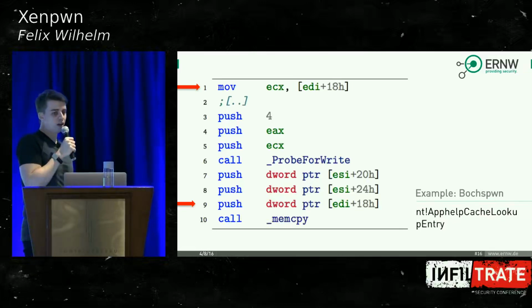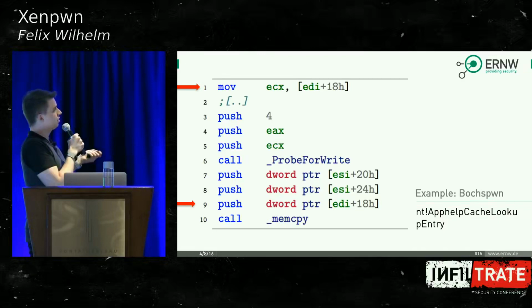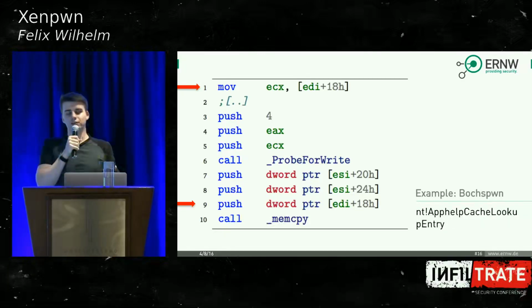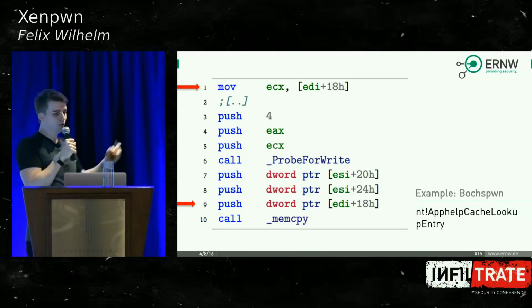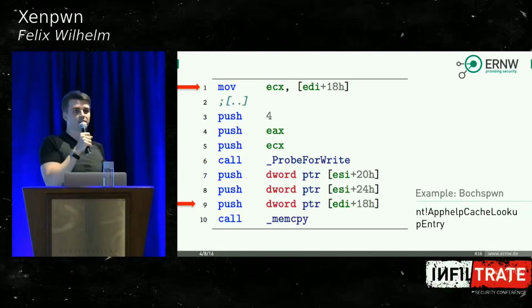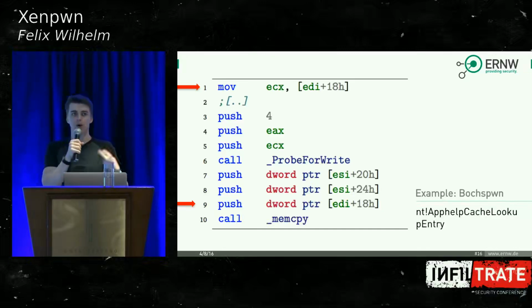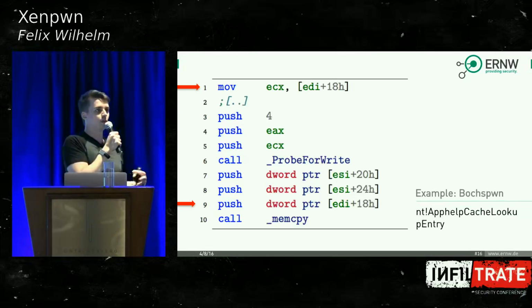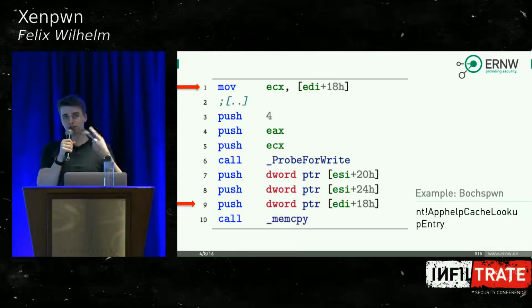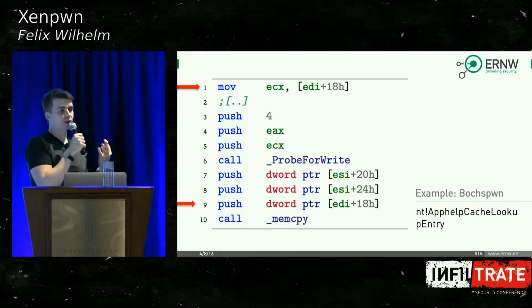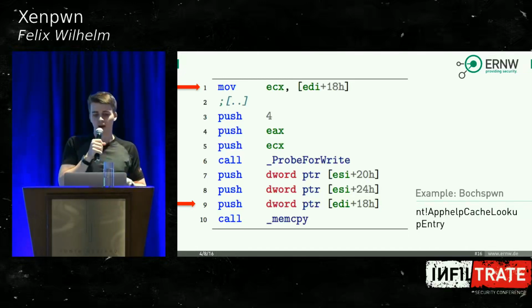And you can see in line 1, the EDI register points to a shared memory location, and they access a value at x18, put it in ECX, and push this as an argument to ProbeForWrite, which basically checks that this is a pointer to user space, so it should not be possible to override an arbitrary kernel address. So this is the destination for a memory write, and they use ProbeForWrite to make sure it's a valid user space address.